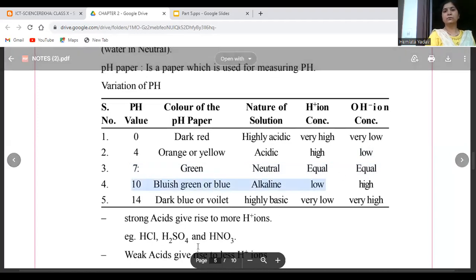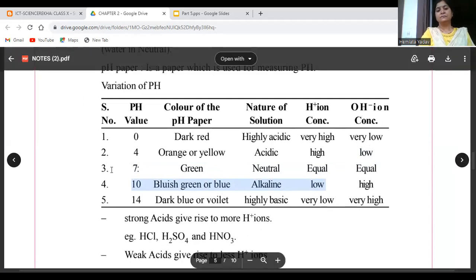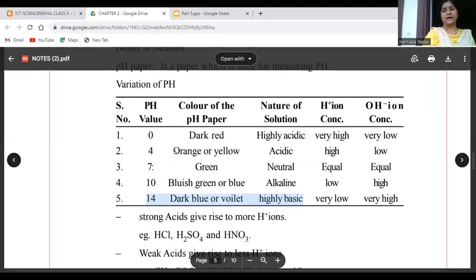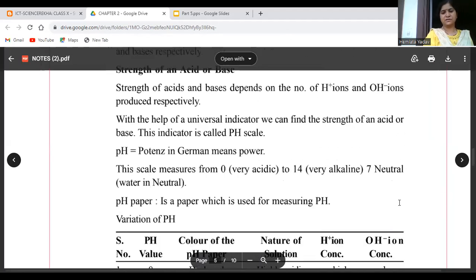When it is 10, it is bluish green. At alkaline, it's showing H+ ions will decrease and OH- ions will increase. 14, dark blue violet, highly basic, very low H+ ions are there. So these things we have studied.